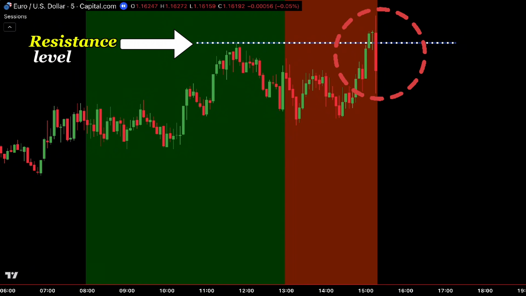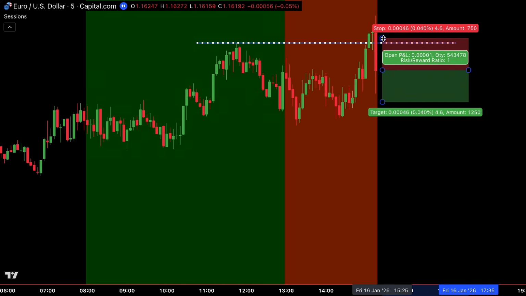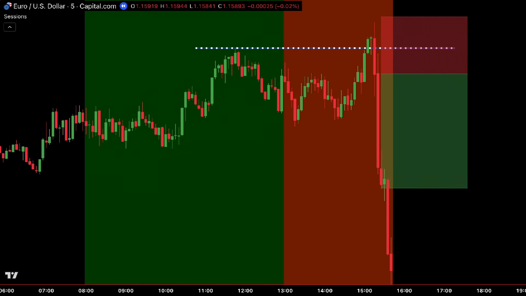Look at what happens. Price reaches the level, breaks above it, and then closes back below. That's the bait and switch. The breakout attracts buyers, but the close back below shows rejection. That's your signal. You enter at the close of the sweep candle, place your stop loss above the level, and target the next key level. And as you can see, the market moves directly to the target.